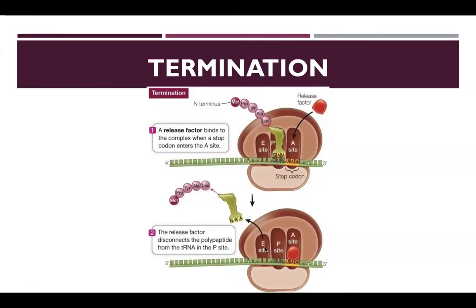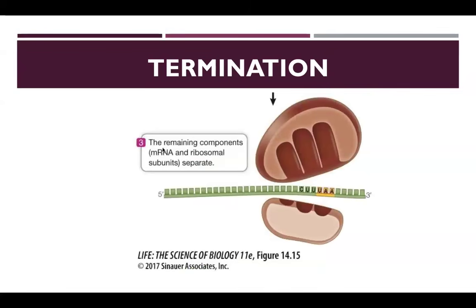The polypeptide and the tRNA here get unbound, and so now your tRNA and your protein chain exit through the E site. After it exits through the E site, the protein chain also disconnects from the tRNA. And eventually, your remaining components, mRNA and ribosomal subunits, separate until they come back together to code for another protein.